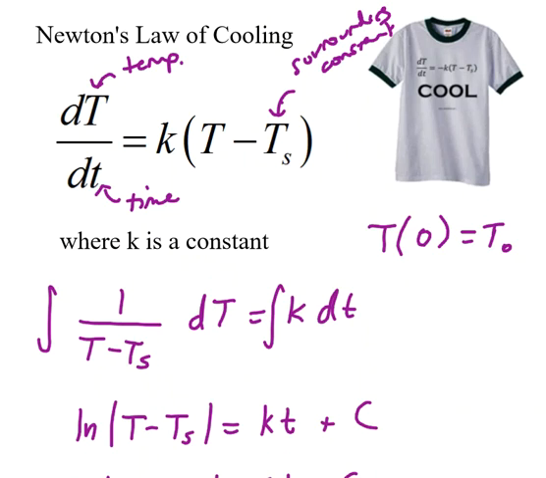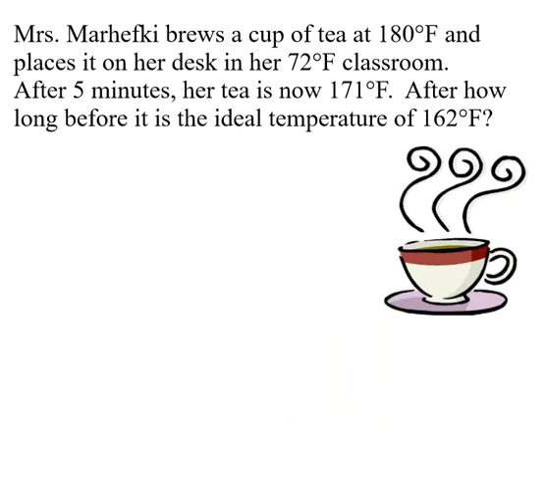So Miss Marhefke brews a cup of tea at 180 degrees Fahrenheit and places it on her desk in her 72 degree Fahrenheit classroom. After 5 minutes, her tea is now 171 degrees Fahrenheit. After how long will it be the ideal temperature of 162 degrees Fahrenheit?